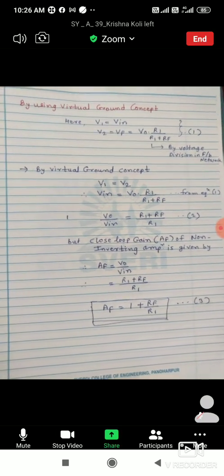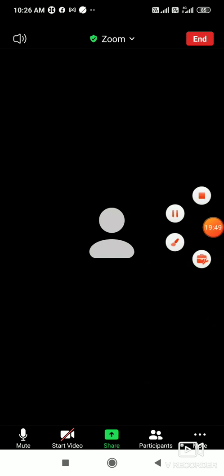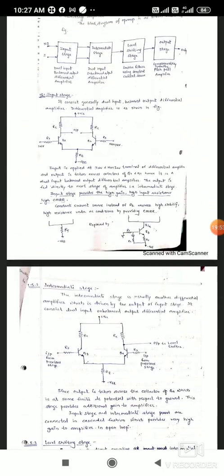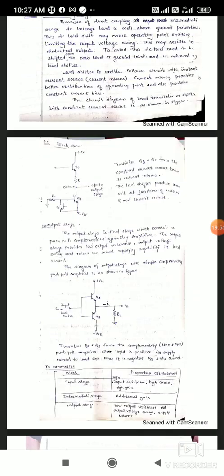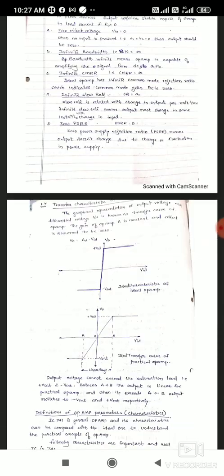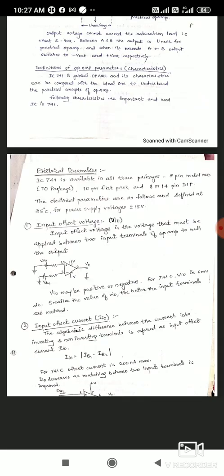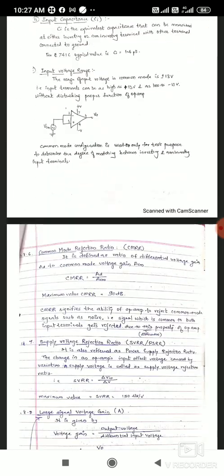The next type we can see now is the differential amplifier. Just wait. Any questions, anyone, related to the non-inverting amplifier? Everyone understood? Okay.